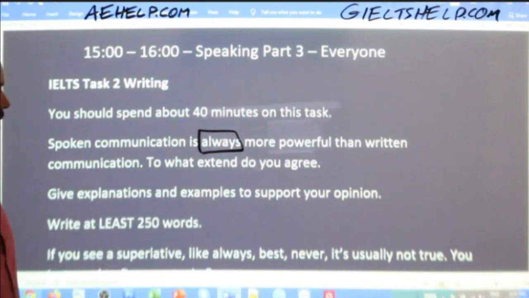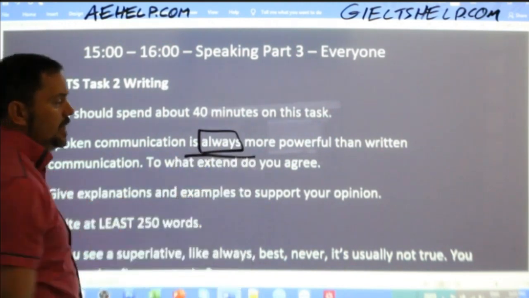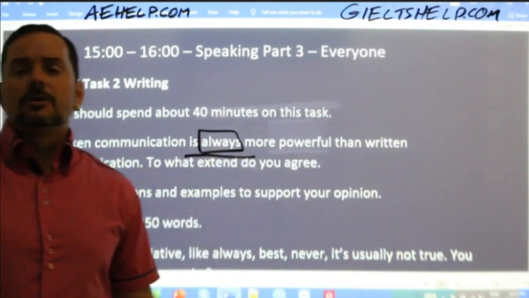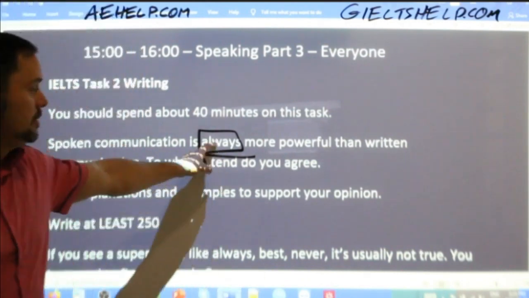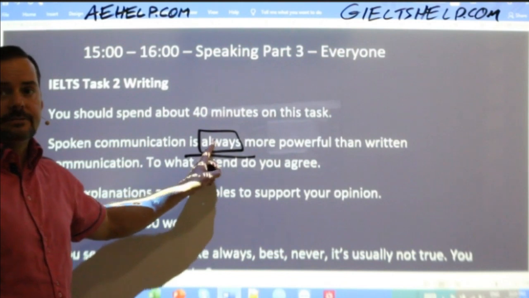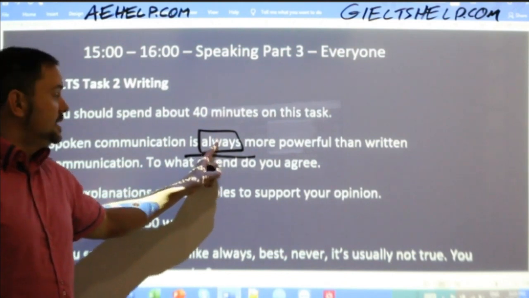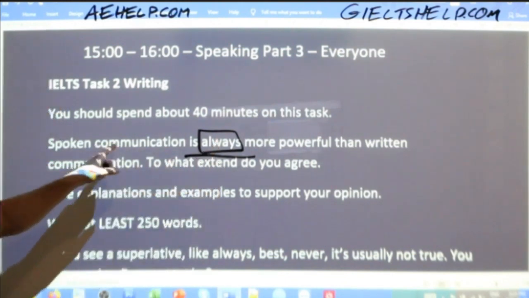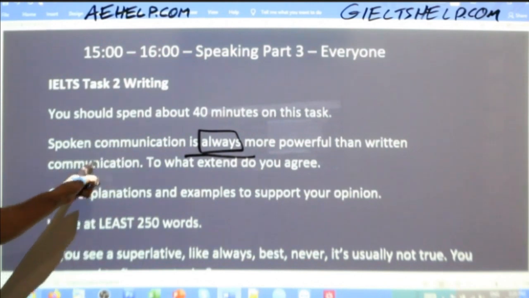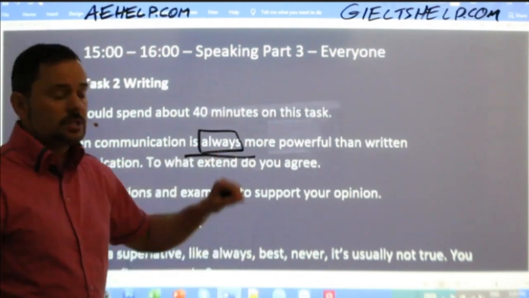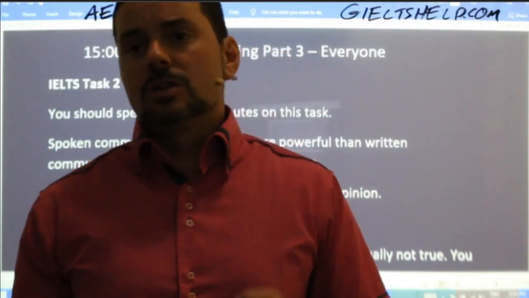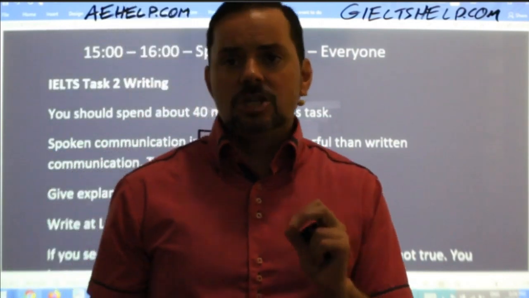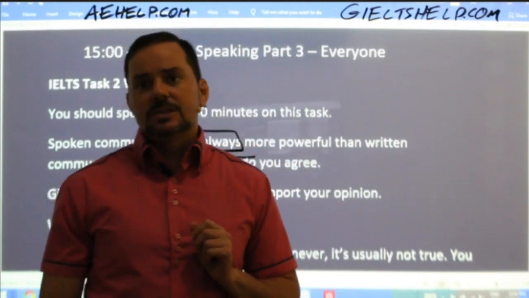You really have to pay attention to that word, and I don't think many of your thesis statements are reflecting attention to this word, to this superlative. The question isn't, is spoken communication more powerful than written communication? The question is, is it always more powerful than written communication? So that word changes the way that you approach this answer, okay?